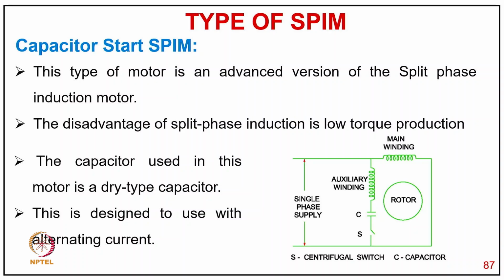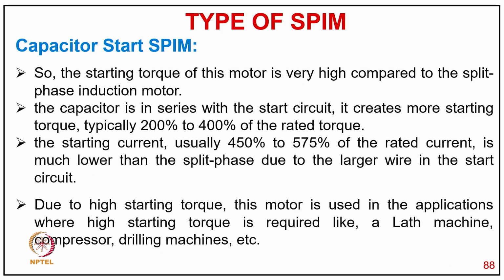The capacitor used in this motor is a dry type capacitor, designed for use with alternating current. The starting torque of the motor is very high compared to the split phase induction motor. With the capacitor in series with the start circuit, it creates more starting torque, typically 200 to 400% of the rated torque, and the starting current, usually 450 to 575% of rated current, is much lower than the split phase due to the large wire in the starting circuit and the high starting torque. This motor is used where high starting torque is required, like lathe machines, compressors, drilling machines, etc.